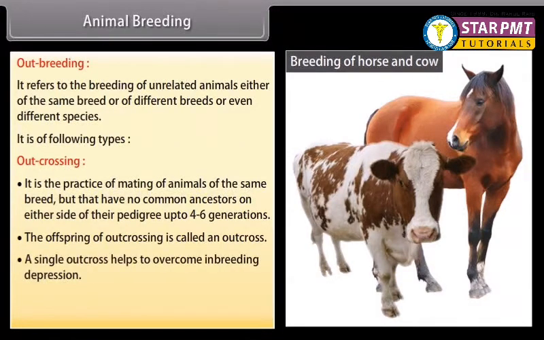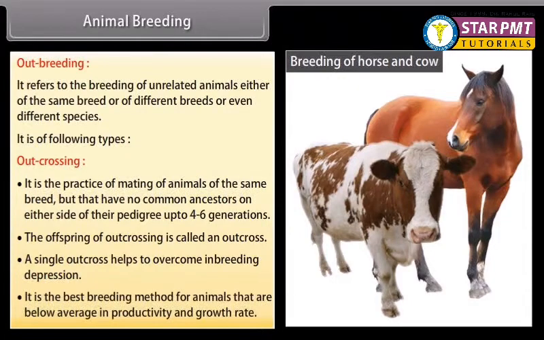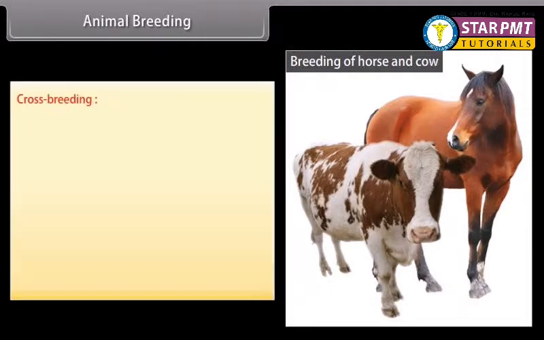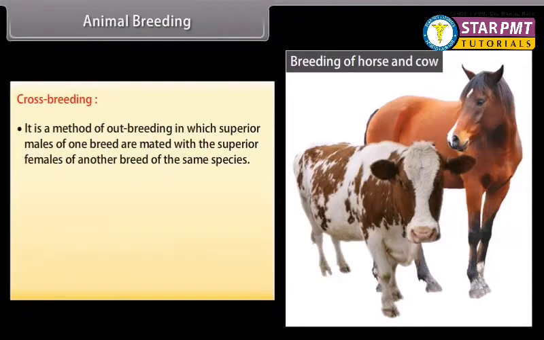A single outcross helps to overcome inbreeding depression. It is the best breeding method for animals that are below average in productivity and growth rate. Crossbreeding. It is a method of outbreeding in which superior males of one breed are mated with the superior females of another breed of the same species.